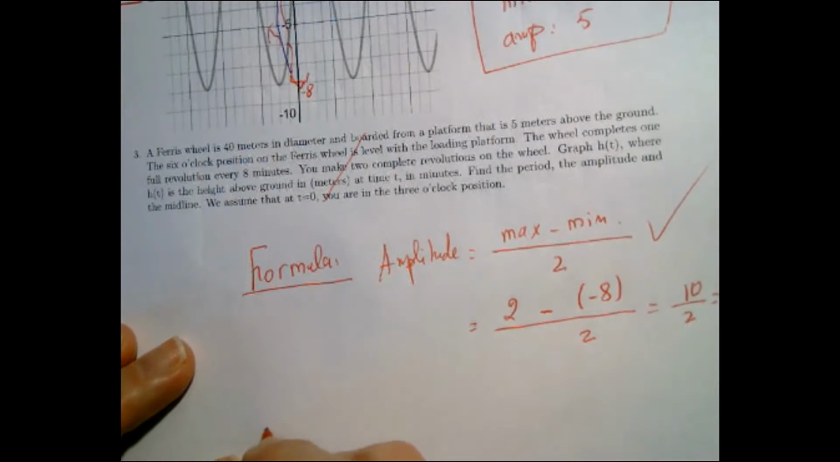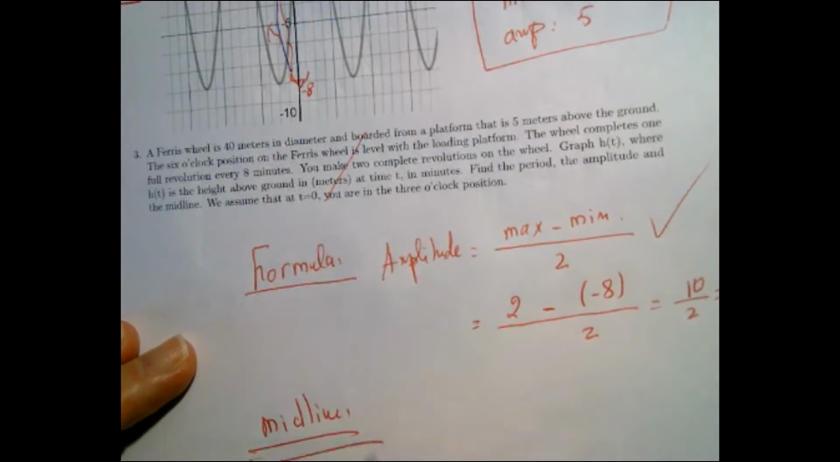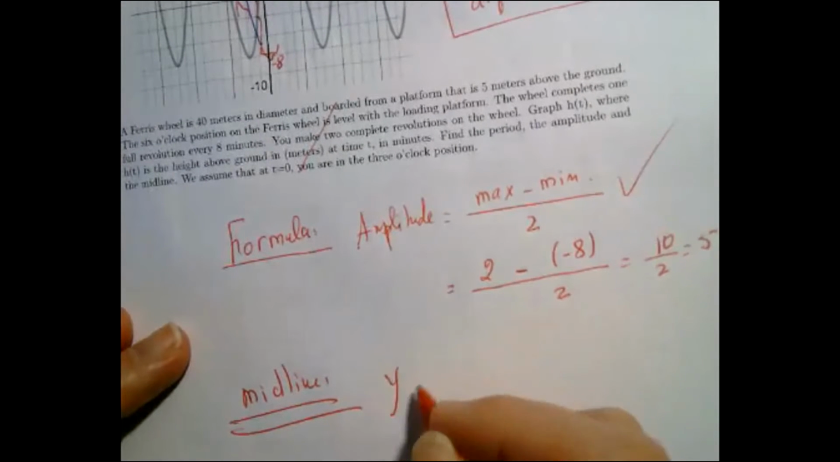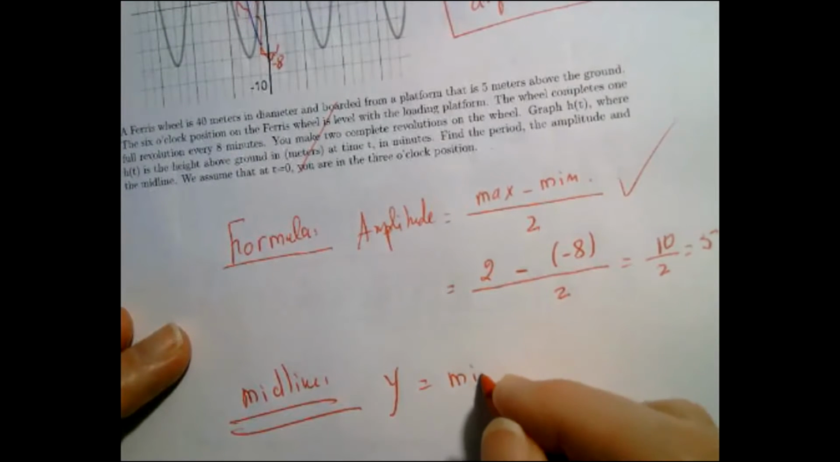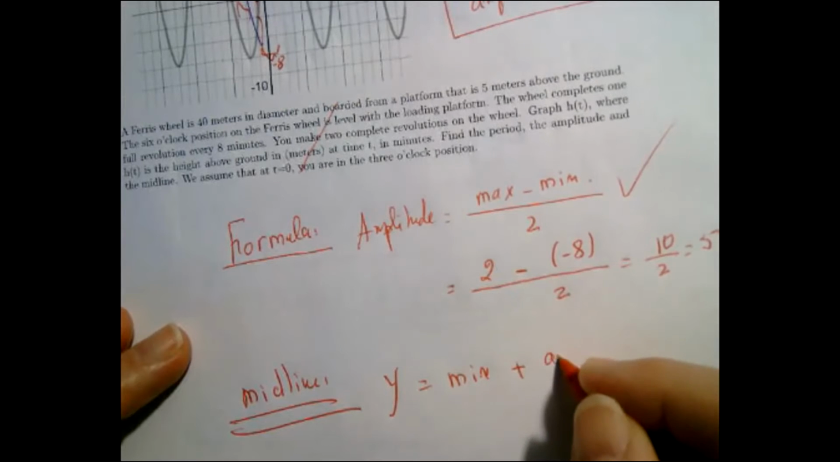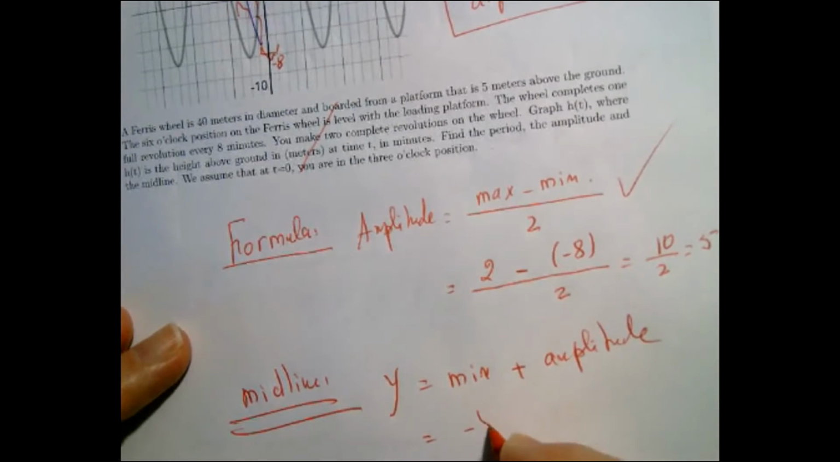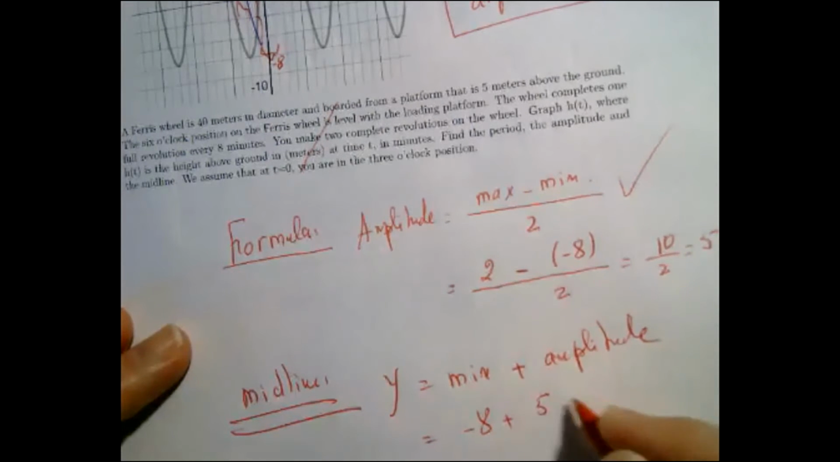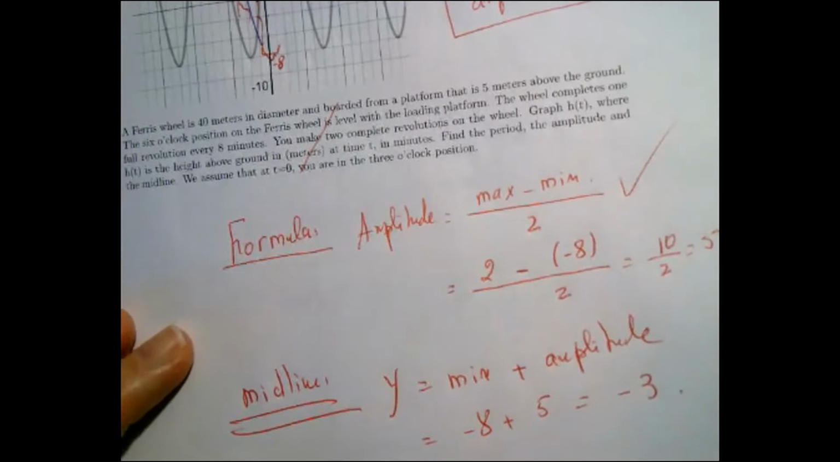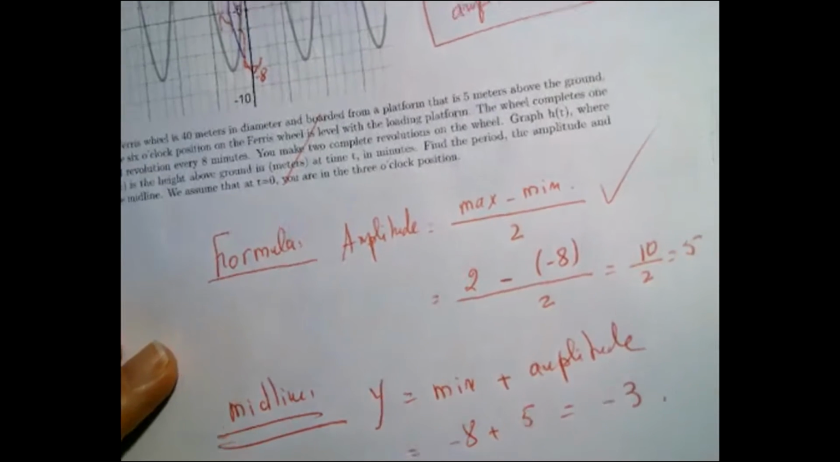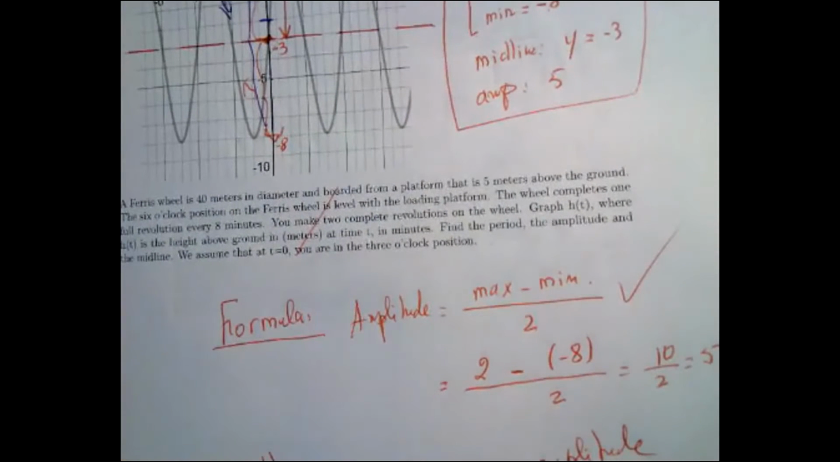All right, so now the midline. y equals the minimum value plus the amplitude. That's one formula for it. The minimum is -8, the amplitude is 5, so y equals -3. And that's exactly what we have right there.